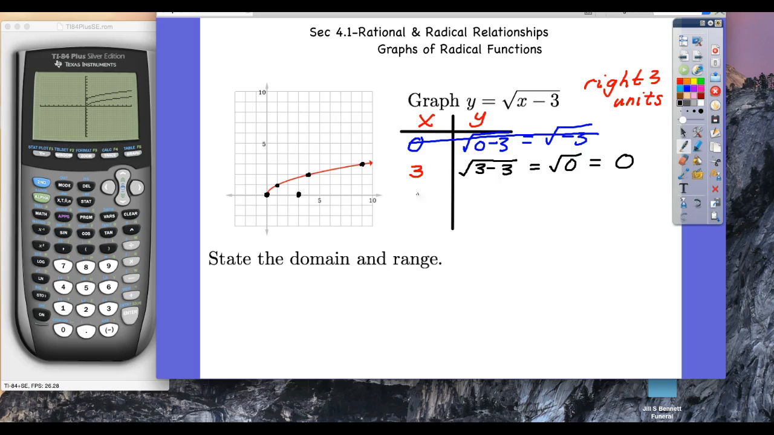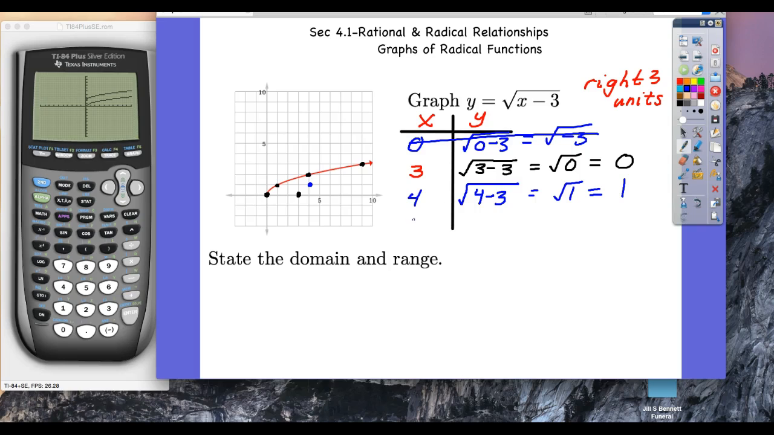Okay, so now I'm going to actually plug in 4. I'm going to pick 4. Now 4 is a perfect square, but when I plug in 4 here, I get 4 minus 3, which is the square root of 1, which is 1. So my second point here is 4, 1. So look, if I go over 4, okay, and I go up 1, is my next value, okay, right here, and notice it's 3 units away from this point.